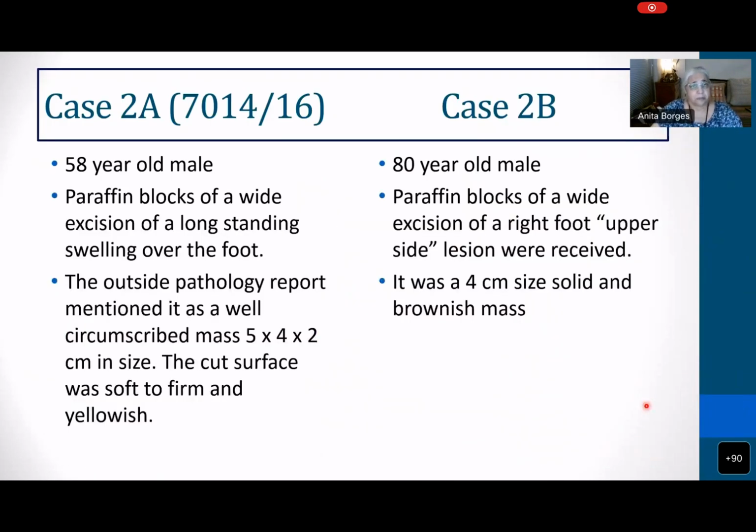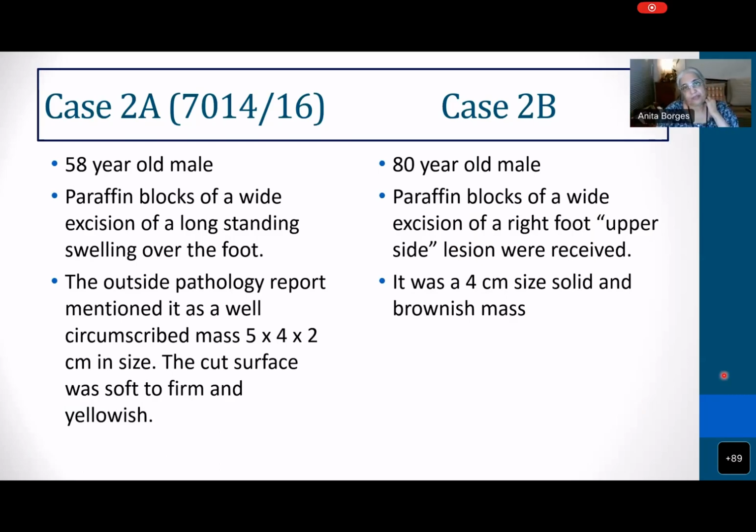All right. Somebody would like to take this particular case now. Who will take it, Divya? Yes, ma'am. 58-year-old male, paraffin block of a wide excision of a long-standing swelling over the foot. Very good. The outside pathology report mentioned it as well. Circumscribed mass 5 × 4 × 2 cm in size. The cut surface was soft to firm and yellowish.